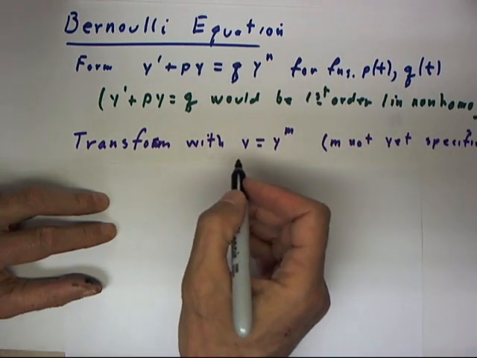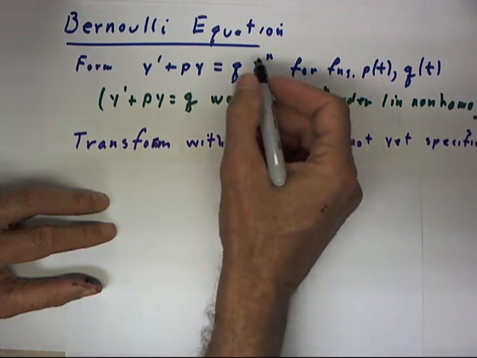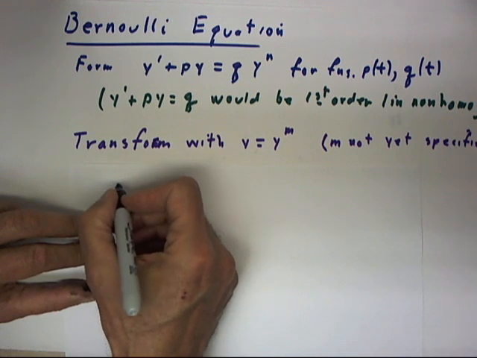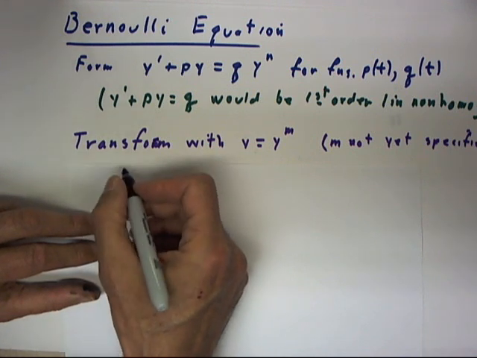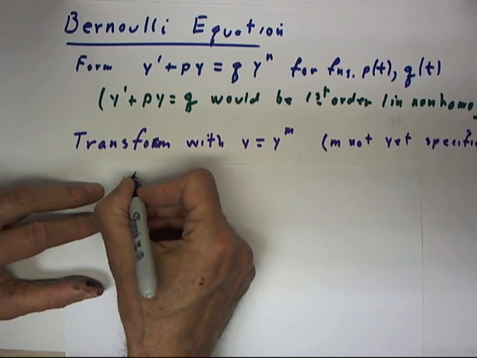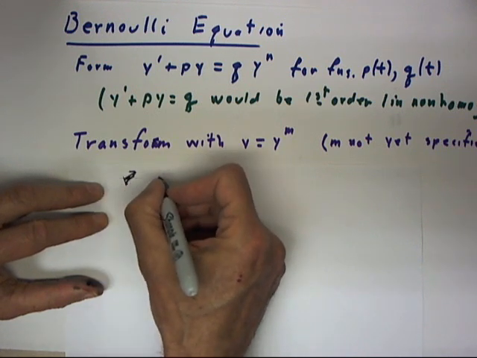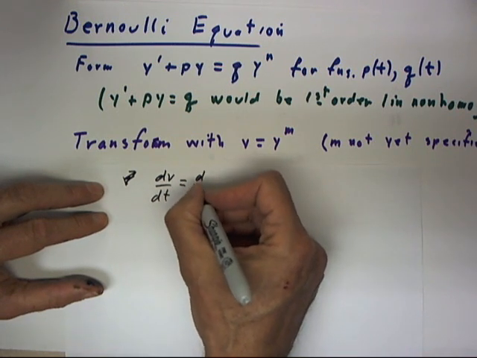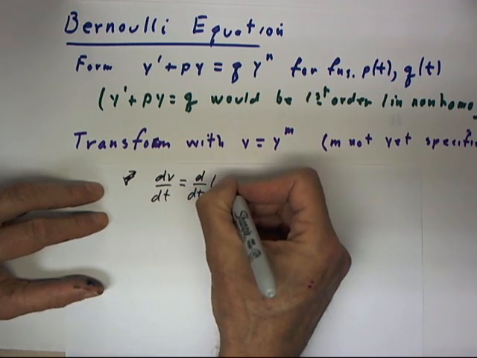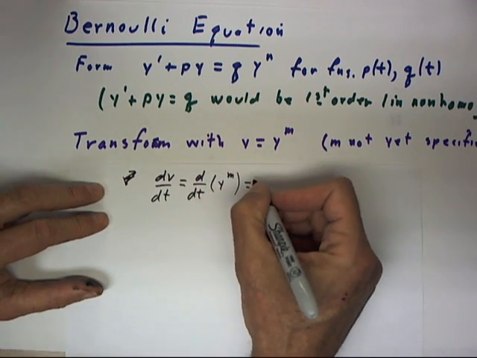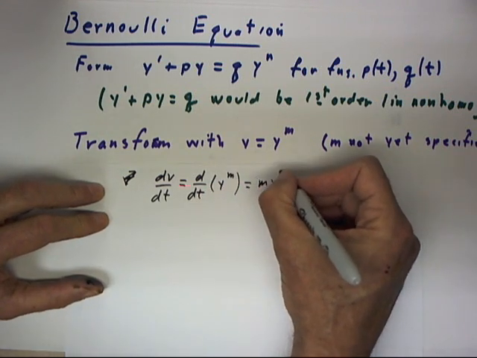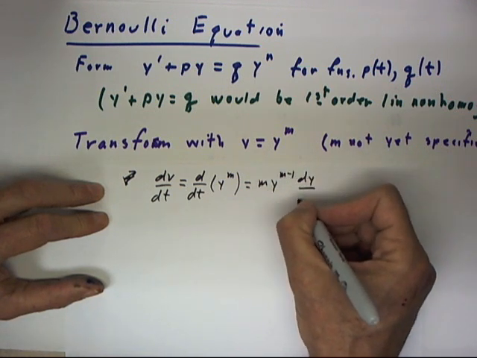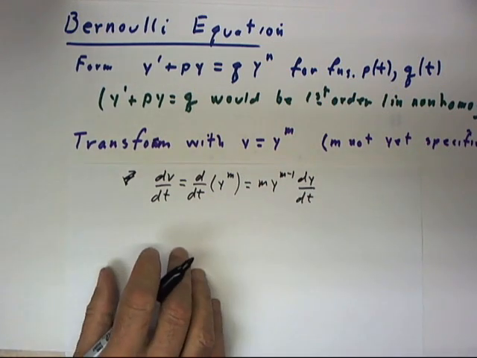Now that makes some sense, letting v be a power of y, because it's a power of y that's messing us up. But be that as it may, if we let v equal y to the m, then what do we have? We have, well, let's write that, dv dt equals the derivative with respect to t of y to the m, which equals m y to the m minus 1 times dy dt.